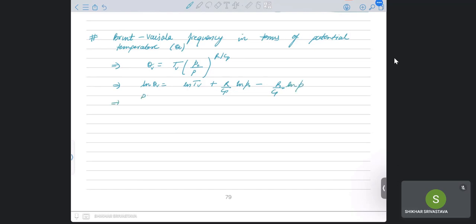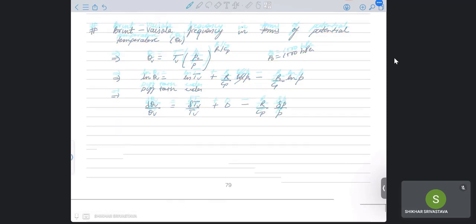You differentiate both sides, you will get del theta V by theta V is equal to del TV upon TV. P naught is a constant term; for potential temperature we always take it as 1000 hectopascal. So differentiating the constant will give zero, minus R by Cp, del of P by P.